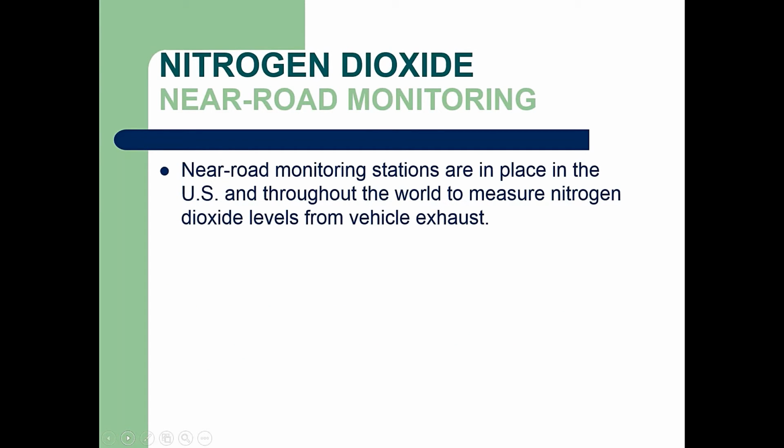Now, nitrogen dioxide is one of the key parameters really used around the world in these so-called near-road monitoring stations. This is where environmental professionals assess the effects of vehicle exhaust on health. That's one of the big words we use over here at US EPA: near-road monitoring. Now, why is this a big deal?